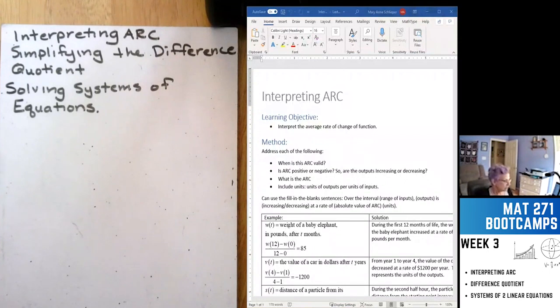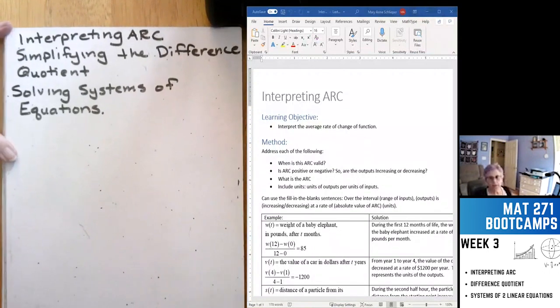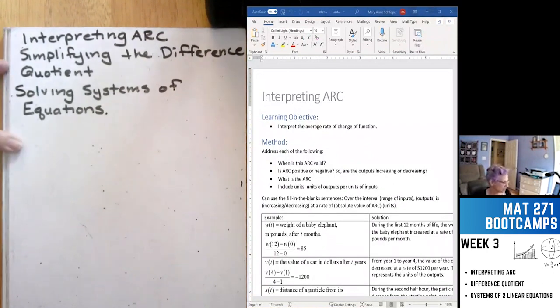So we have 3 things we're going to go over today, and we had plenty of time to get through them all this morning. Interpreting average rate of change, simplifying the difference quotient, and solving systems of equations.